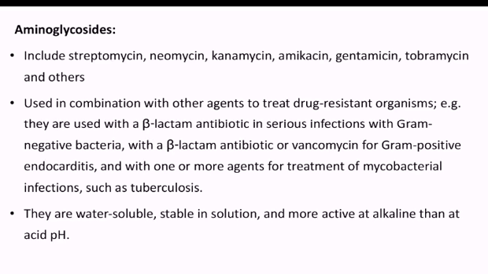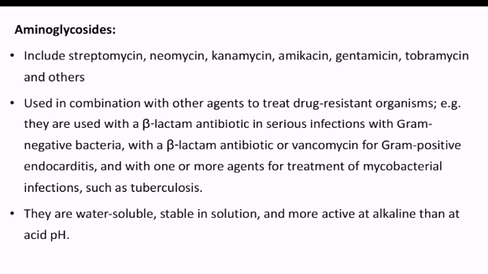Firstly, we'll talk about aminoglycosides, which include, for example, streptomycin, neomycin, kanamycin, amikacin, gentamicin, and tobramycin. They are used in combination with other agents to treat drug-resistant organisms. For example, they are used with a beta-lactam antibiotic in serious infection with gram-negative bacteria. Number 2, used with a beta-lactam antibiotic or vancomycin for gram-positive endocarditis, and with one or more agents for treatment of mycobacterial infections such as tuberculosis.